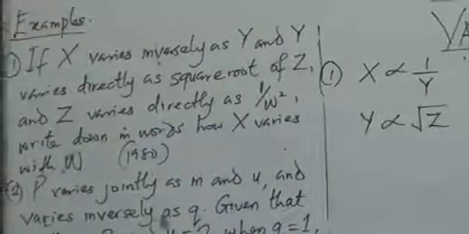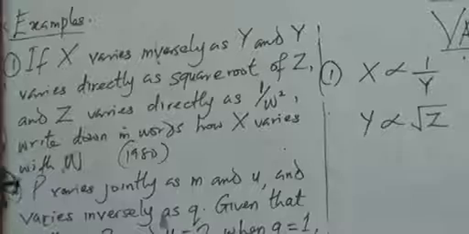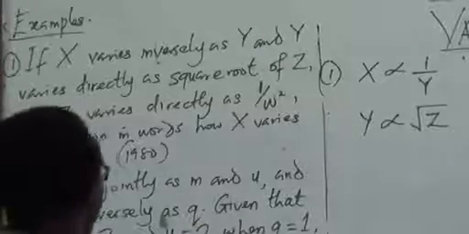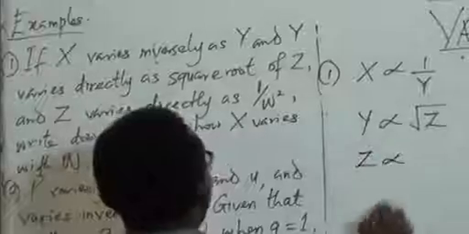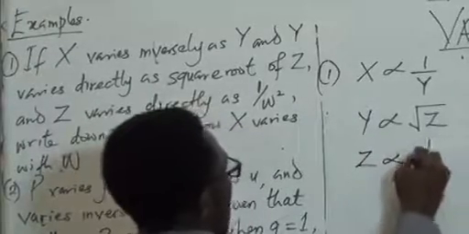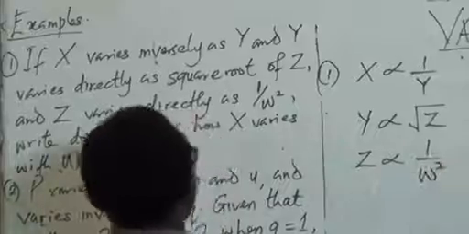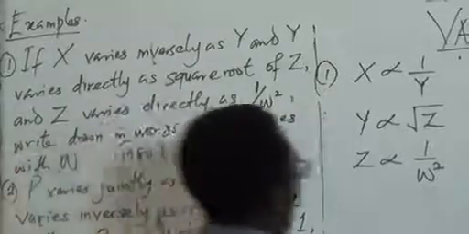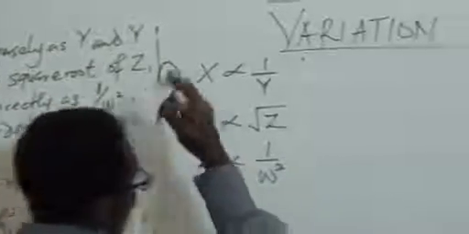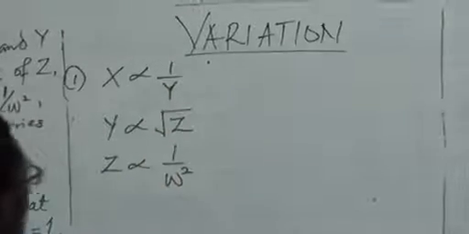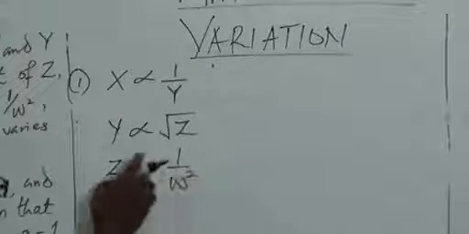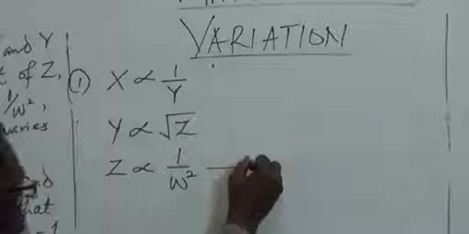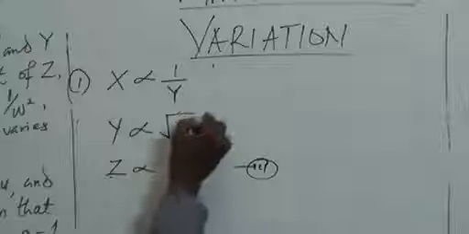And the next thing they said, z varies directly as 1 over w squared. So write z varies directly as 1 over w squared. We're told to write down in words how x varies with w. From the three statements, you can see that where x is involved, we do not have w. But we can substitute for each one of them. Like from the third one, we can substitute for z into this second one.